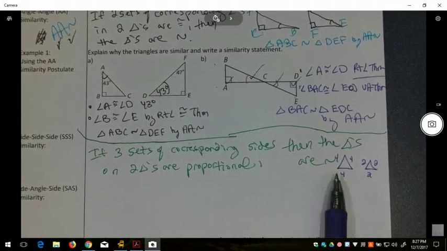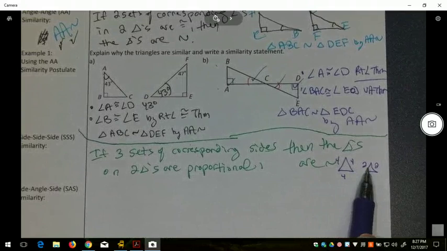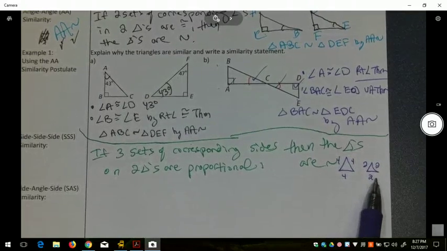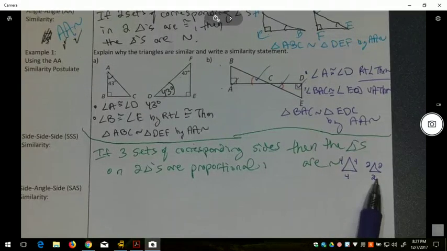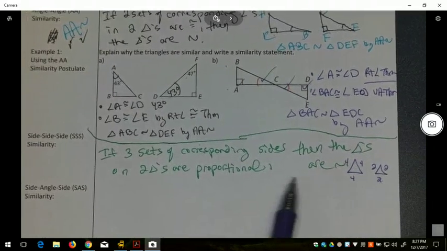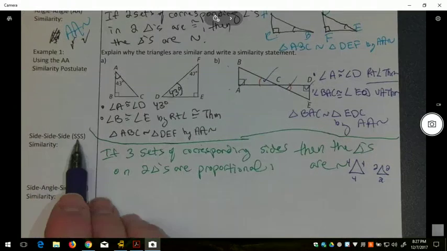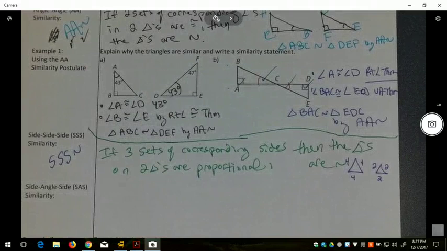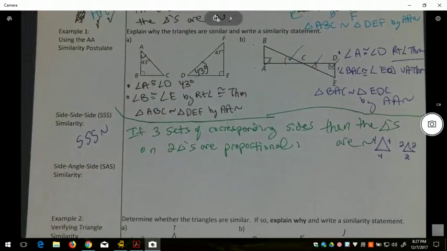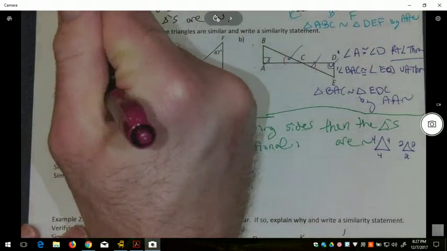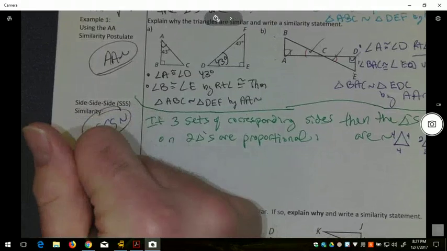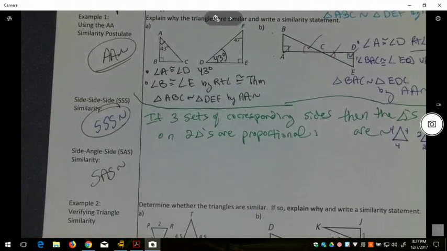But all I'd have to do is show that the ratio of this side to this, and this to this, and this to this, were the same value. And if that's the case, this doesn't even require justifications other than your ratios. If I can show that, then I can use side-side-side similarity to justify why the triangles are similar. Our last reason, there's a lot more when we get to congruent triangles, but for these we have angle-angle similarity as a shortcut, side-side-side similarity as a shortcut, and side-angle-side similarity as a shortcut.